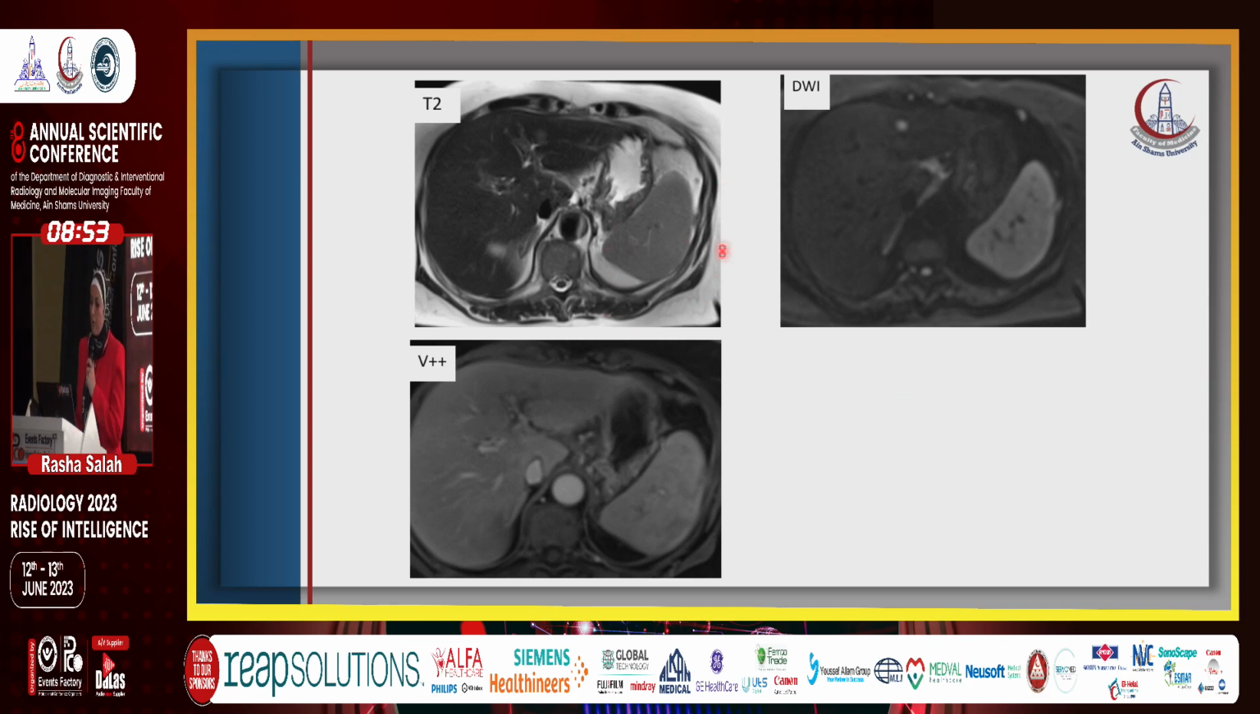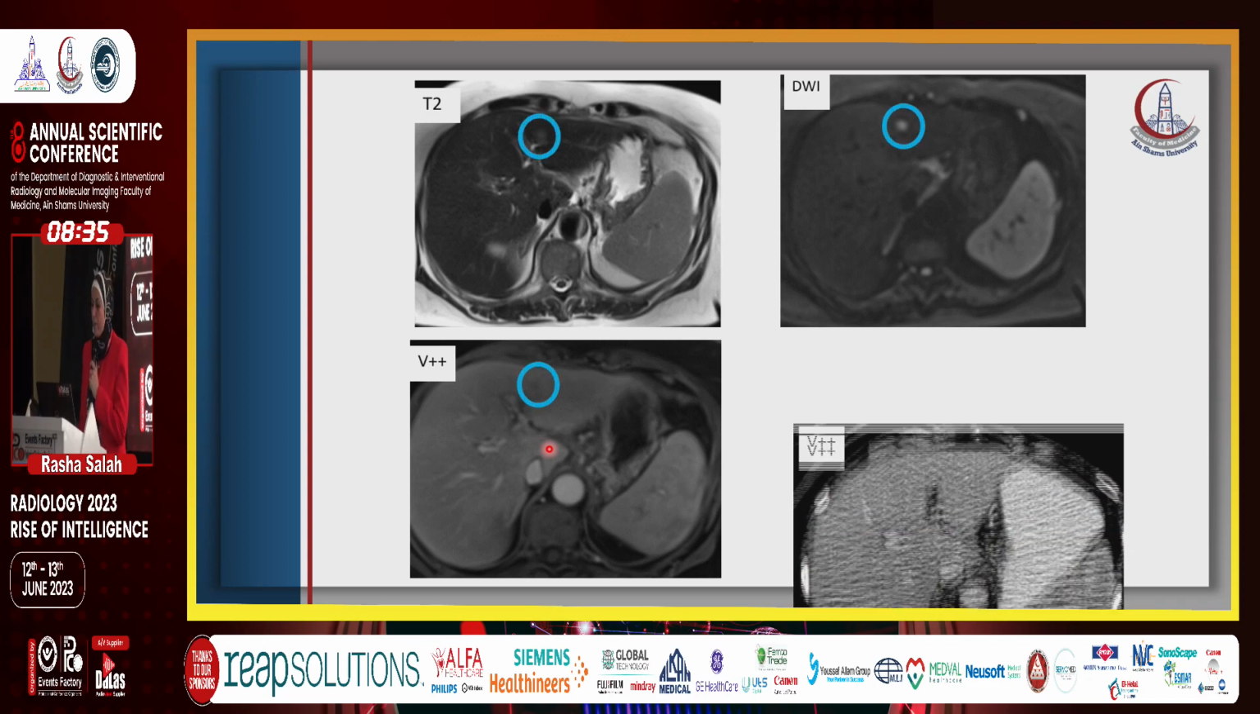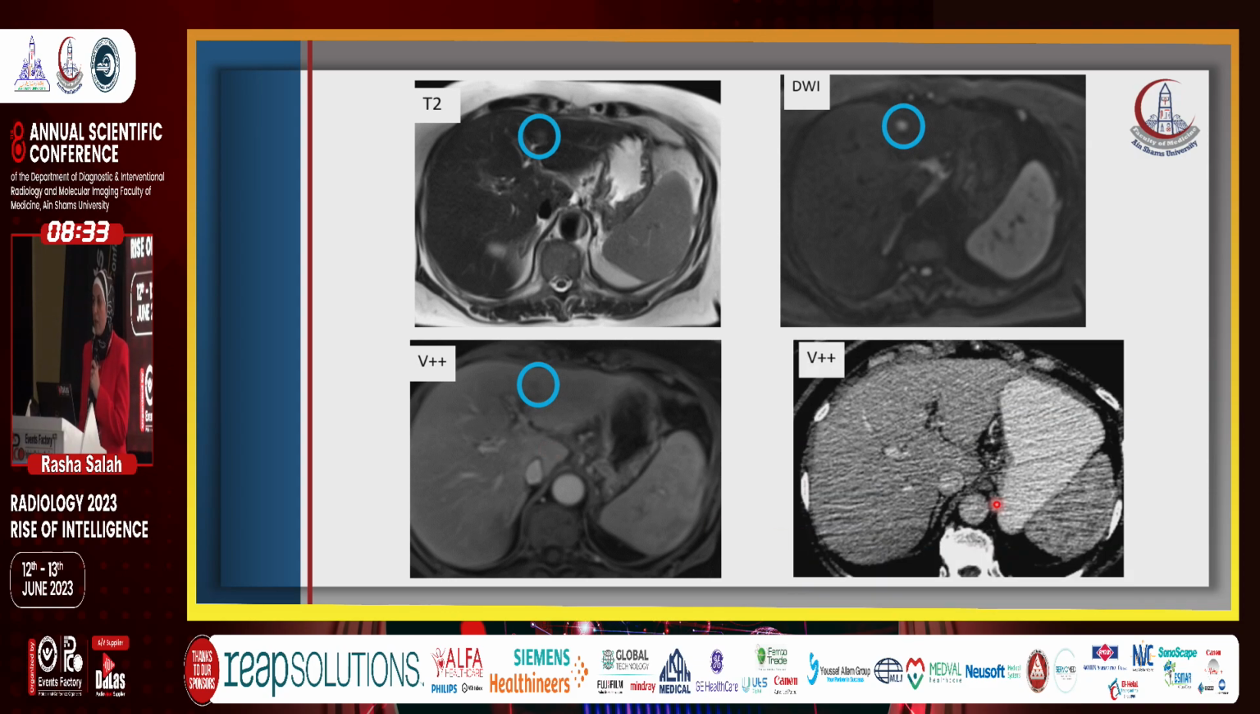When we evaluate the liver, there is a small focal lesion located at the left lobe, which is well demonstrated on the DWI. So this patient has metastatic disease to the liver, not only the peritoneum. It appears as a hypoenhancing lesion on the dynamic study, while when we look back at the CT, it was very hard to appreciate this hepatic focal lesion.